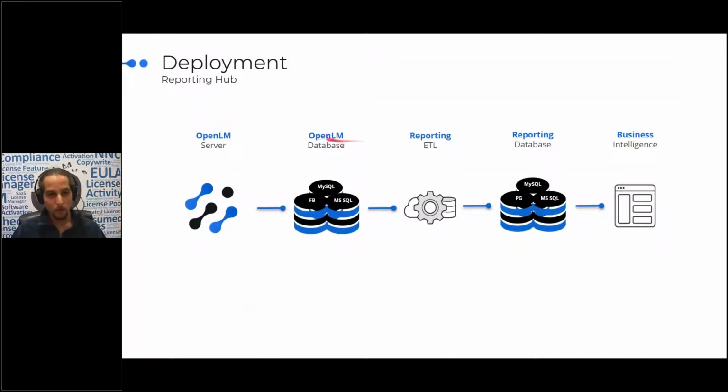So how does it work? Right now, you have the OpenLM server sending data to the OpenLM database. Up until now, nothing new. Well, yeah, you have a server talking to a database. That's it. So what if we try to take a BI tool and read this database? What do we find? Well, a whole lot of mess.